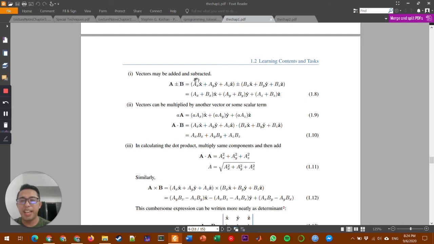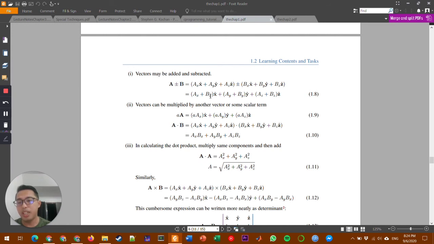So vectors may be added and subtracted as we can see in equation 1.8. So you have vectors A, B. If you take the sum or maybe the difference between these two, you have this. So for the vector A, the components are AX, AY, AZ. Also with B. If you take the sum, notice that what you add is only the same components, right?